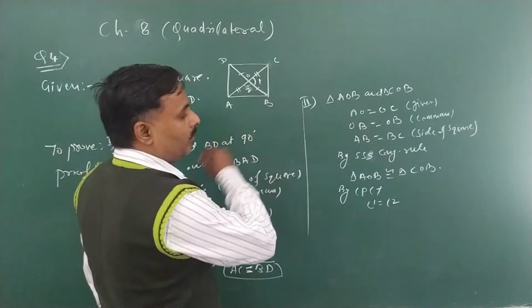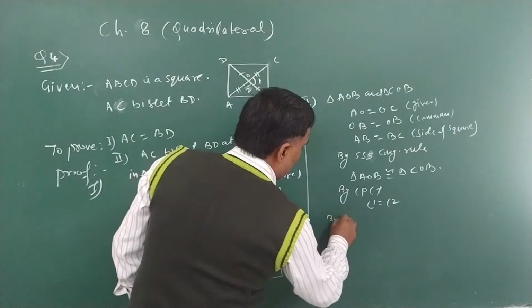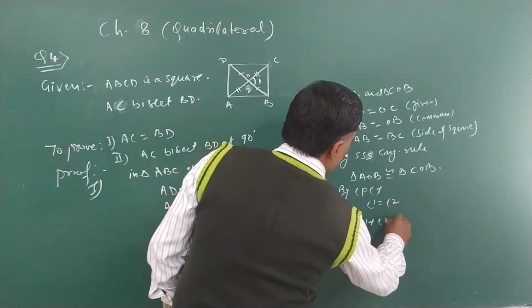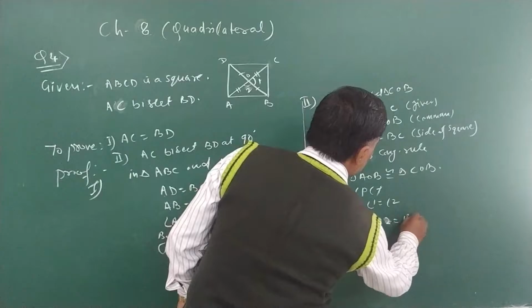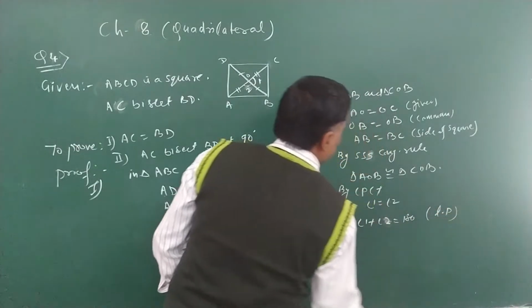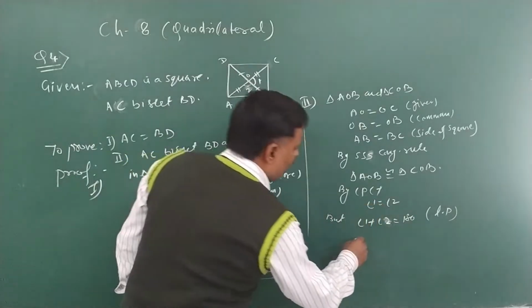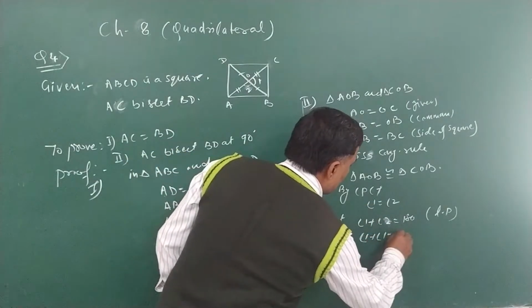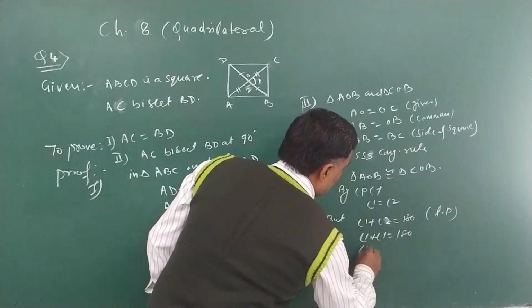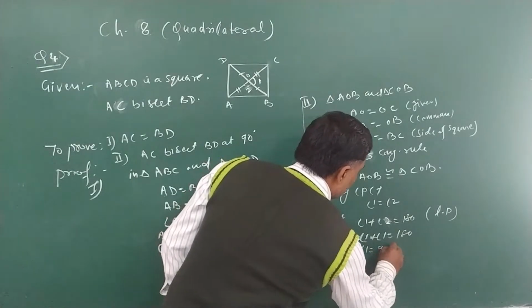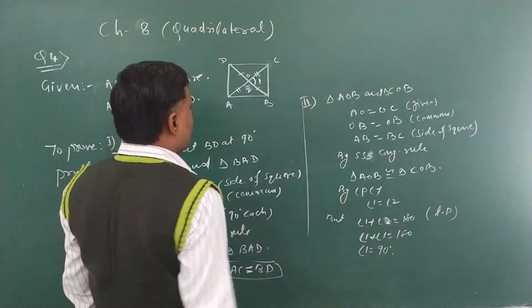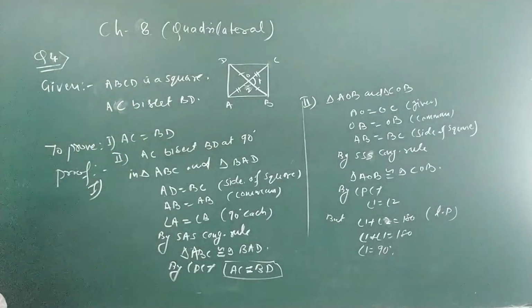But angle 1 and 2 are a linear pair. Angle 1 plus angle 2 is equal to 180, linear pair. And angle 1 and 2 are equal, so we can say angle 1 plus angle 1 is equal to 180. So what about angle 1? Angle 1 is equal to 90 degree. So we can say AC bisects BD at 90 degree. This is your question number 4. Pause the video to note it down.